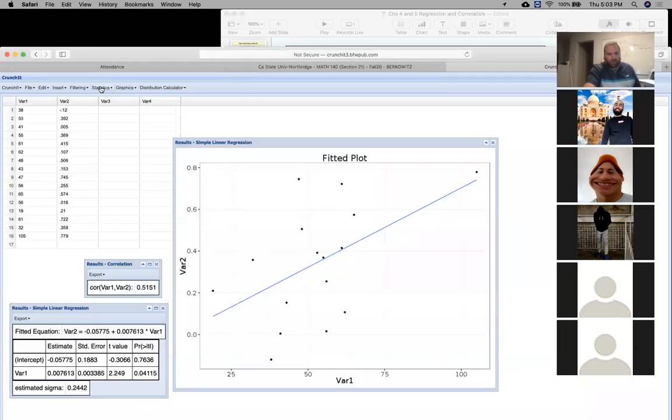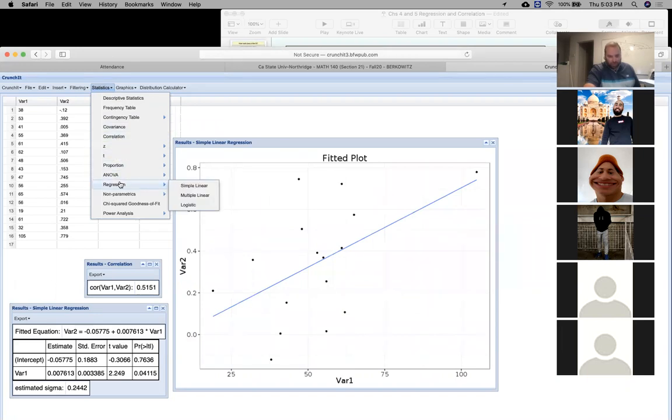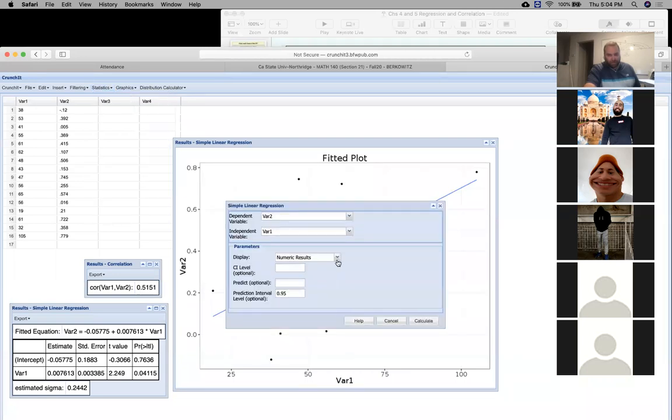So I go into statistics. Now there are two things that we've done so far: correlation and regression. If I want just the correlation, I go to correlation. If I want any of the other stuff, I go to regression and then simple linear regression. And then in this display part, I can do the fitted plot, which is the line, or the numeric results, which gives me this. Make sense? Okay.